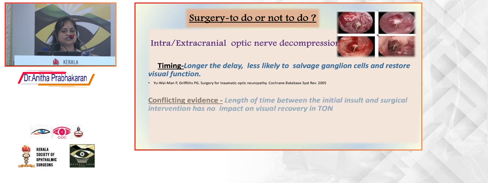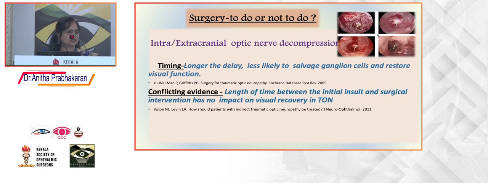And regarding the surgical options, we have the intracranial, extracranial or endoscopic optic nerve decompression. Again, the timing is controversial, whether you should do it immediately to salvage the ganglion cells, but there is conflicting evidence that there is no difference between whether you do it immediately or not.